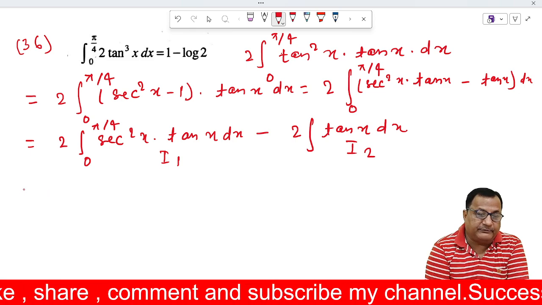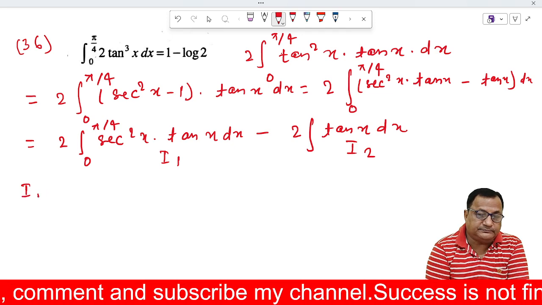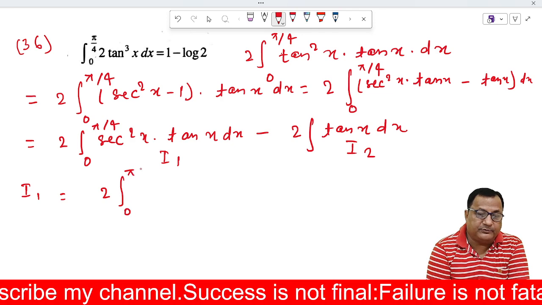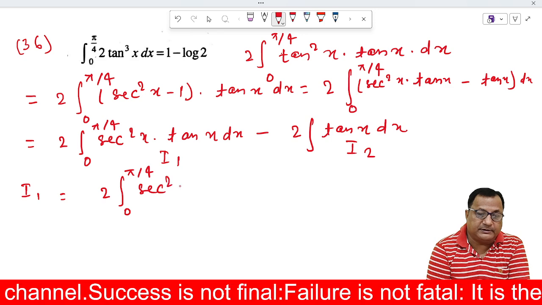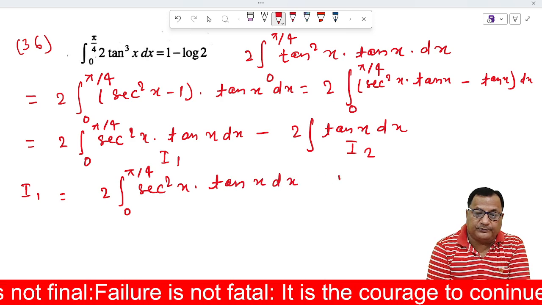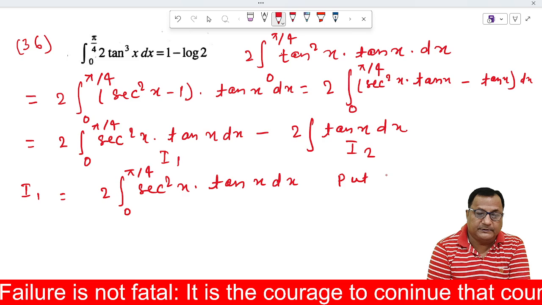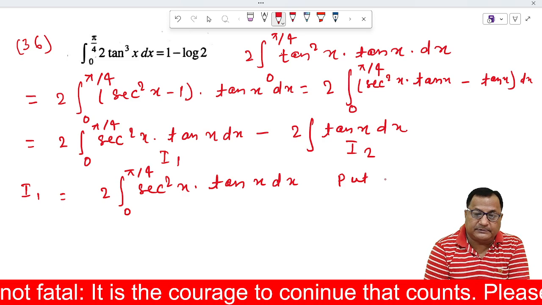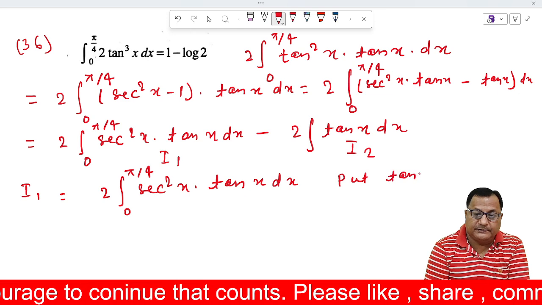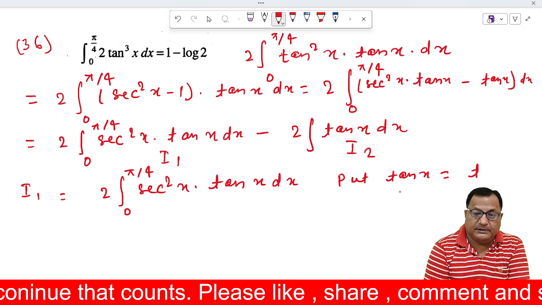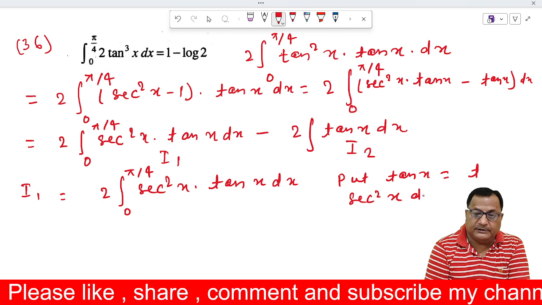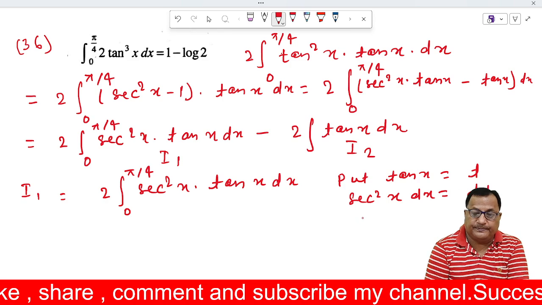First we will solve I1. I1 is 2 times the integral from 0 to pi by 4 of sec square x into tan x dx. Put tan x equal to t. If you differentiate both sides, then sec square x dx is equal to dt.